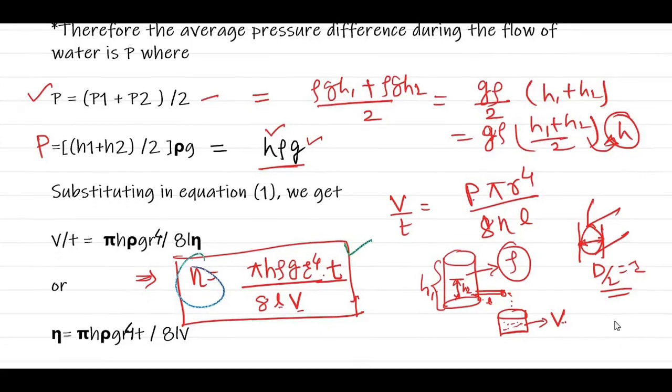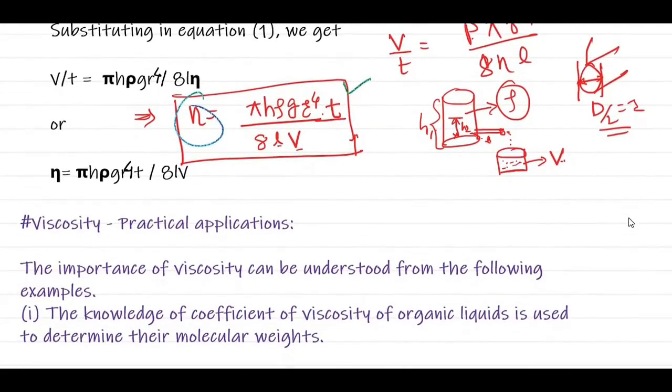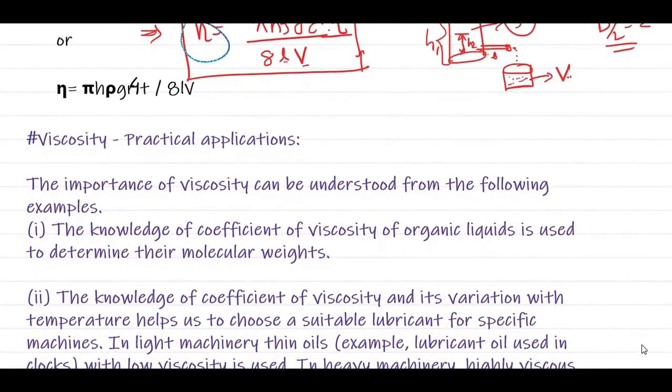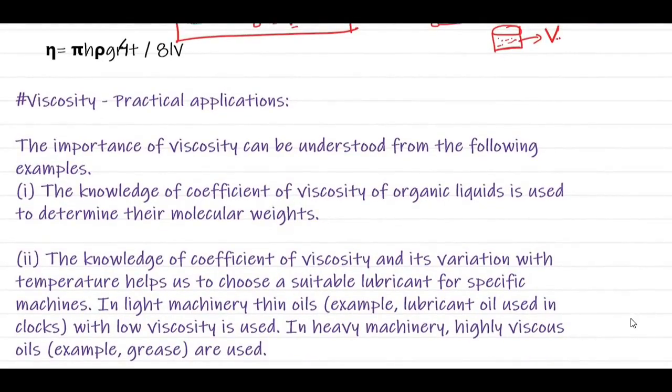Now, for what purpose do we require this coefficient of viscosity? Obviously you might have the question: you are doing all these things, we are getting the coefficient of viscosity, but what are its applications? Knowing the coefficient of viscosity of any fluid or liquid is important. The knowledge of the coefficient of viscosity of organic liquids is used to determine their molecular weights. If you want to find the molecular weight of any organic liquid, then you must know its coefficient of viscosity. It is easy to find the molecular weight.